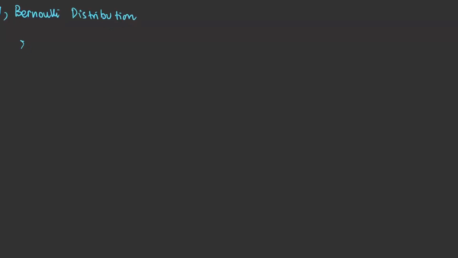So let's start with Bernoulli distribution. If we let X denote the outcome of a Bernoulli trial, then X has Bernoulli distribution, and we have parameter P.